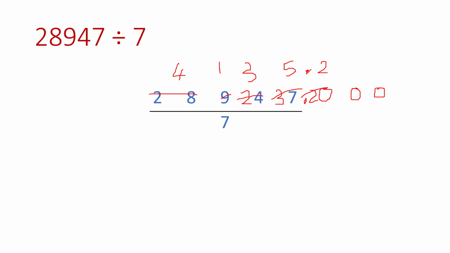2 sevens are 14. 20 minus 14 gives me 6. So 6 becomes the next digit's tens place. So 60 divided by 7.